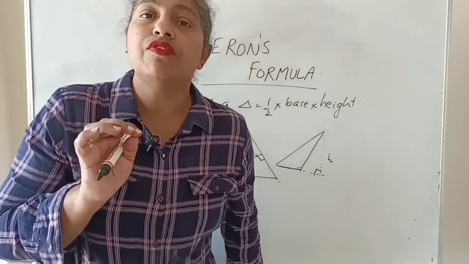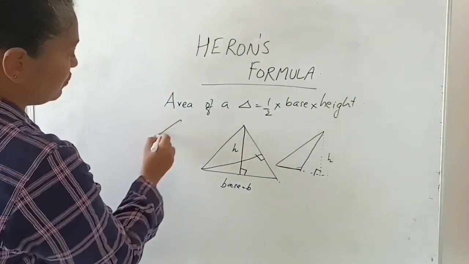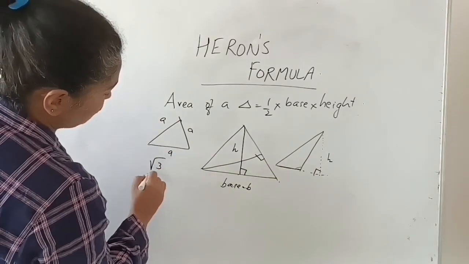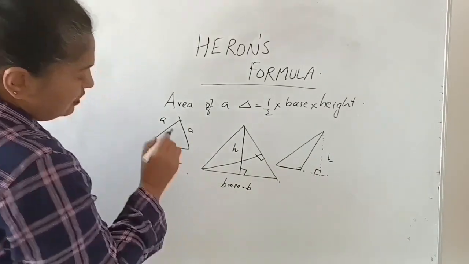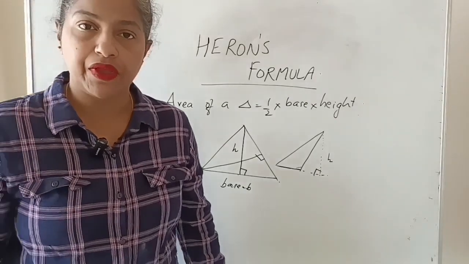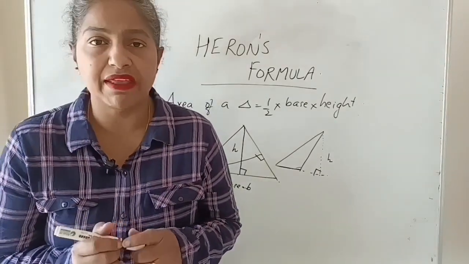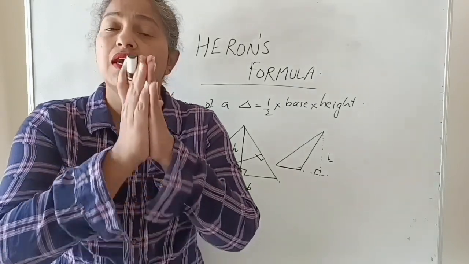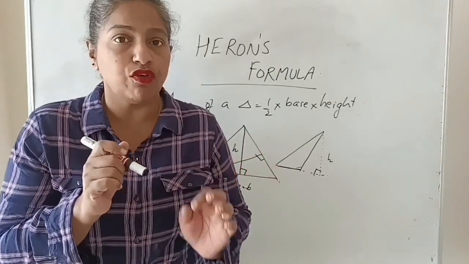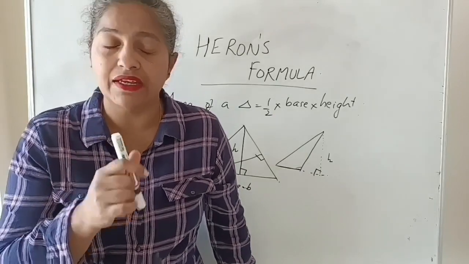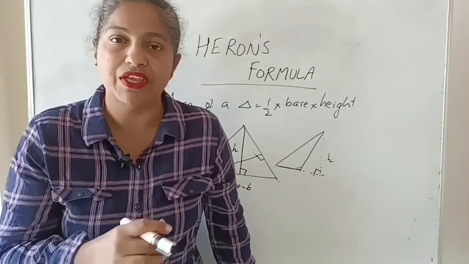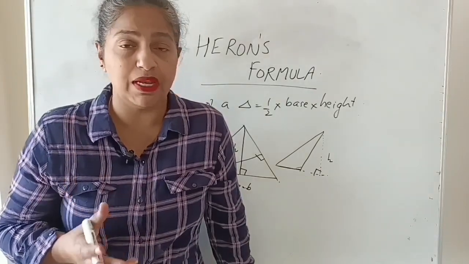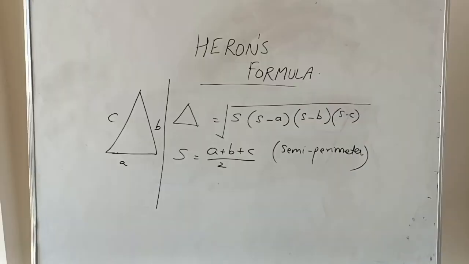Now, in the case of an equilateral triangle, as long as you know the side of the equilateral triangle, there is a formula which is root 3 by 4 a square. These are the basic formulas that you have learned in order to find the areas of triangles. Now, let us look at Heron's formula and why and when it is used. You don't have to learn the proof of this formula, so you just need to learn the formula by heart and then apply it on the numericals.